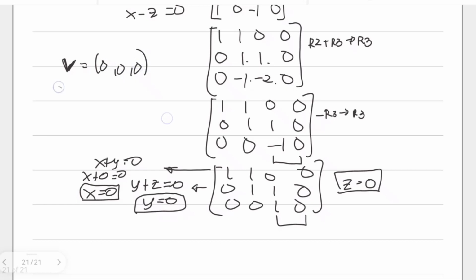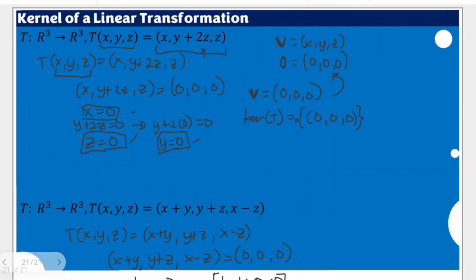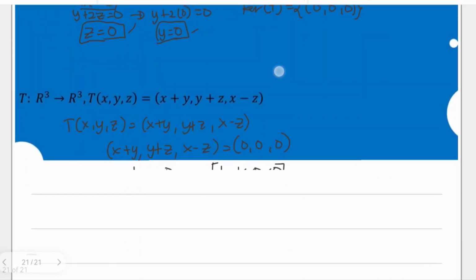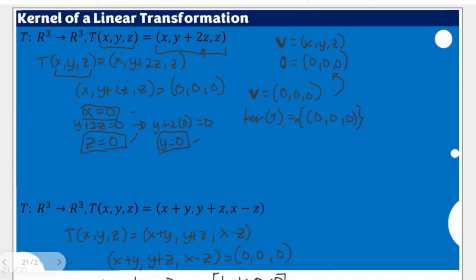So this means our kernel of T is equal to the set containing this vector. This is how we show the kernel of a linear transformation here and here as well. It's just that we have separate steps here because we don't have an exact value here. Anyway, we will have the same answers. So again, this is how we show the kernel of a linear transformation.